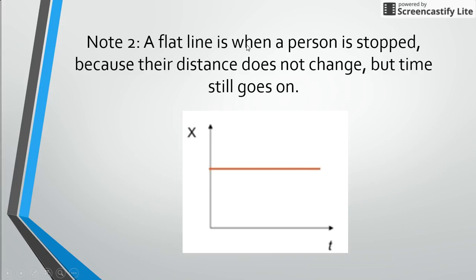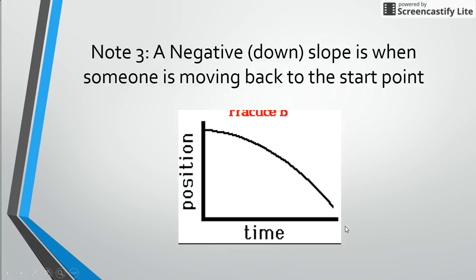Note 2, a flat line is when a person is stopped because their distance does not change, but time still goes on. I'm still at this distance here, even though time is always going on.